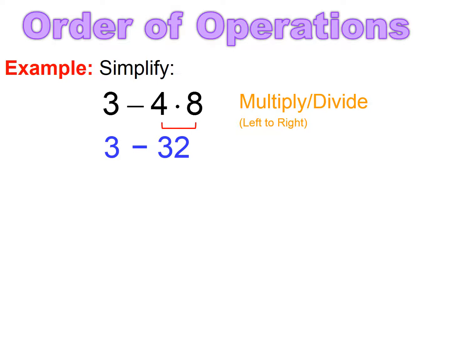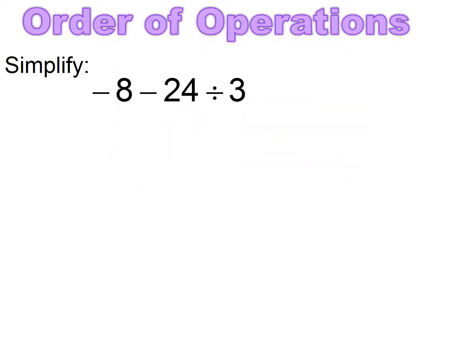Now I can do the subtraction in this case. So I have 3 minus 32. They're different signs. I'm going to subtract, and I'm going to keep the sign of the higher number. So I end up getting a -29. Pause and try.